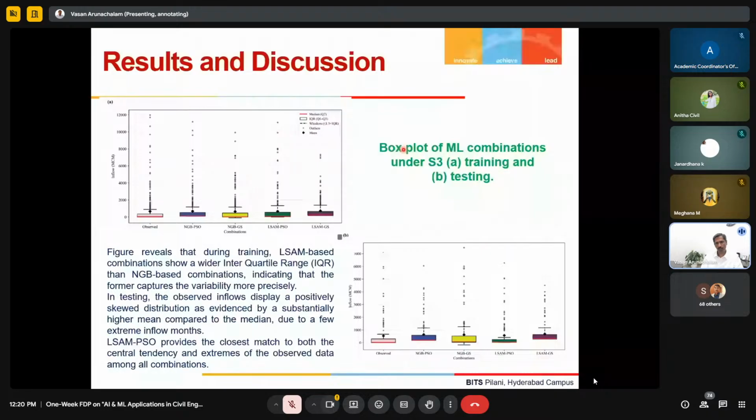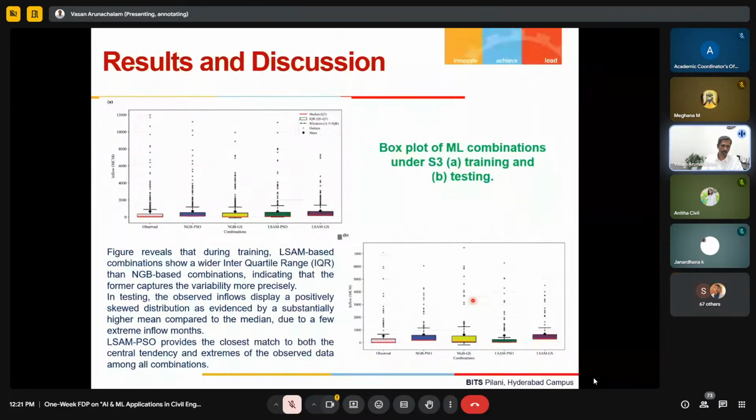Then what we did was we tried analyzing them using all these particular algorithms. Okay, so this was the observed data, and these were the subsequent data from all these instances of these ML combinations. What we saw was this figure is revealing that during the training, this part is for the training and this part is for the testing. What we see in this case is that they are capturing the variability more precisely, more specifically with these NGB based combinations.